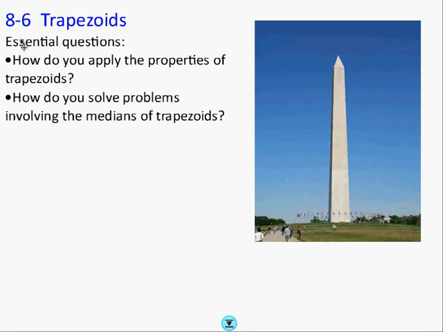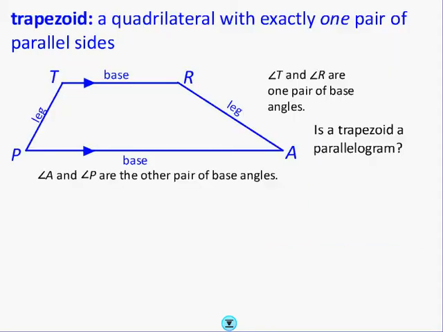Today's lesson is 8.6 on trapezoids. Trapezoids, as you're familiar with, are quadrilaterals, and they should look a little bit different than what we've been studying so far. The definition of trapezoids might explain why. It's a quadrilateral with exactly one pair of parallel sides.